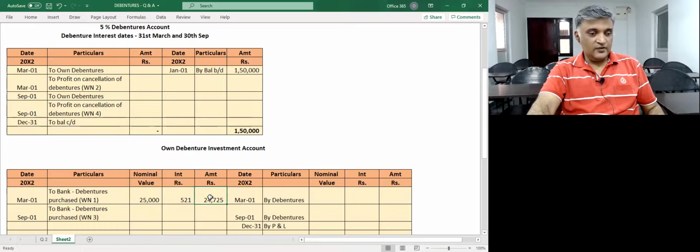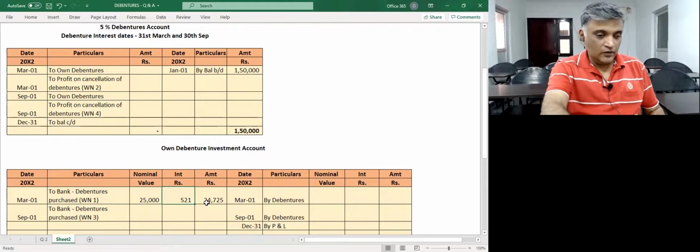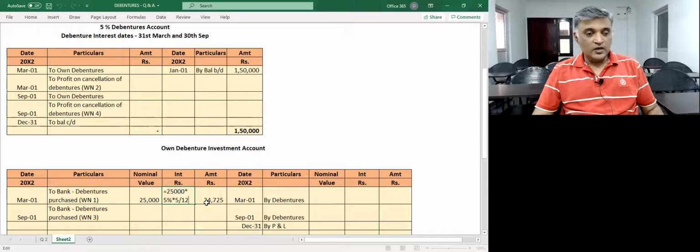So that is the first working. If you see working note number 1, I would have computed this 521 only, but I have shown you here how we computed it. So its face value is 25,000 into 5% interest rate into 5/12 because interest accrued for 5 months. So it's 521.